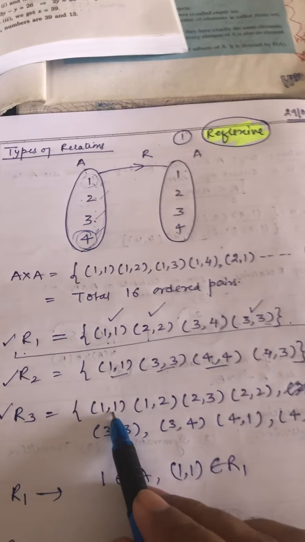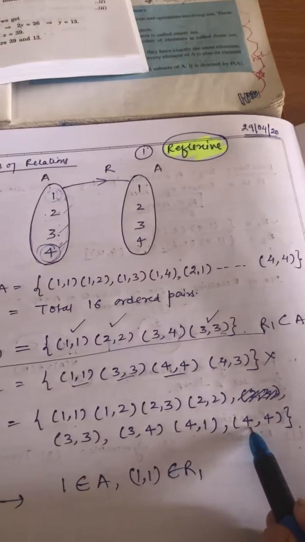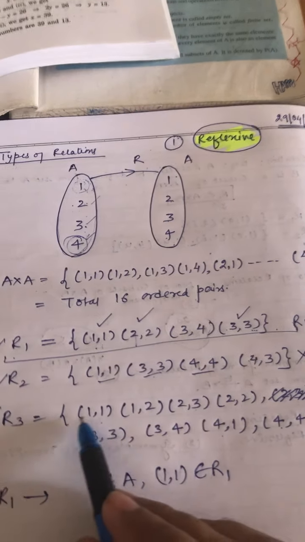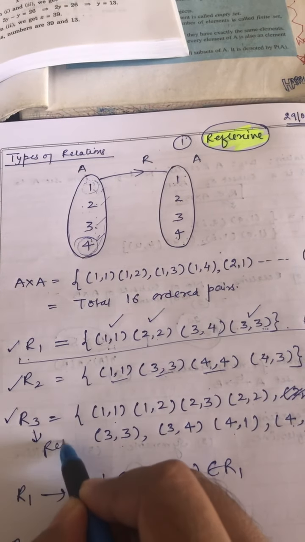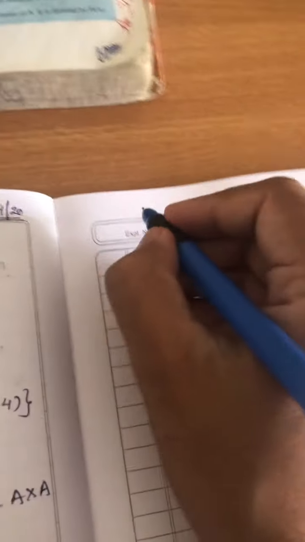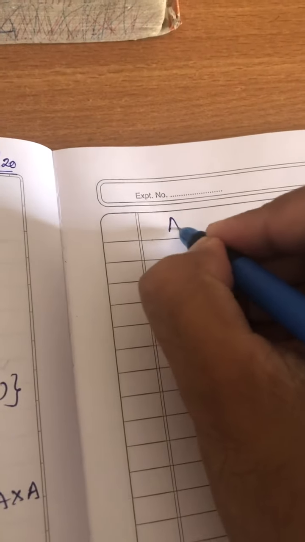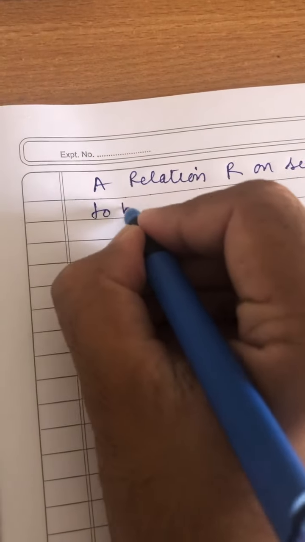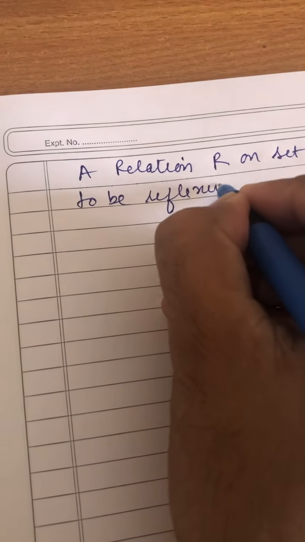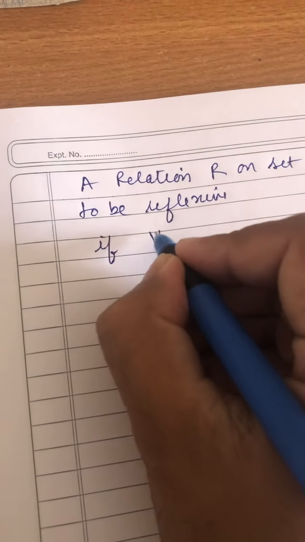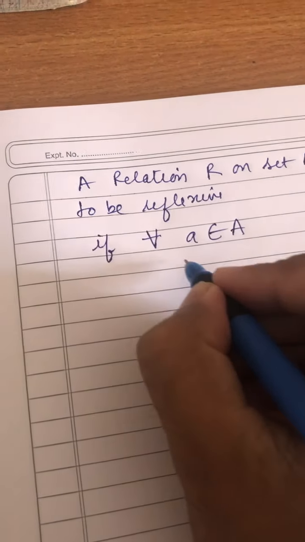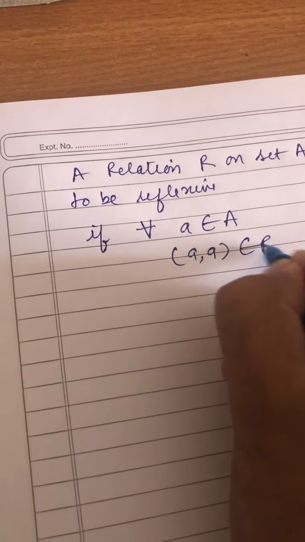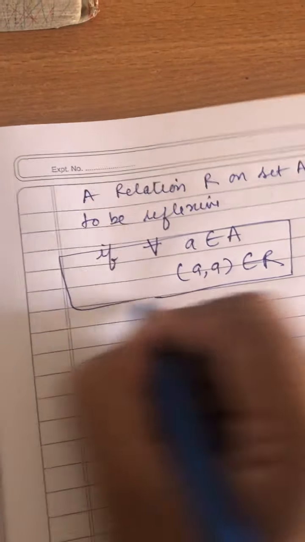Now for the third, (1,1), (2,2), (3,3), (4,4). So all the elements are mapped with themselves. Therefore, this relation R3 is called reflexive. So from here we define a reflexive relation as follows: a relation R on set A is said to be reflexive if for all a belonging to A, that means for all elements a, (a,a) belongs to R. So this is the condition for reflexive nature.